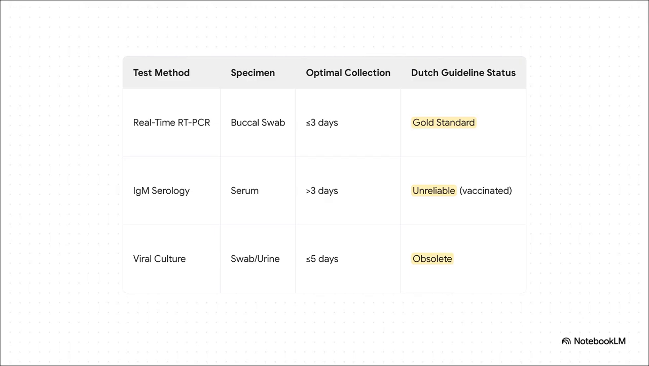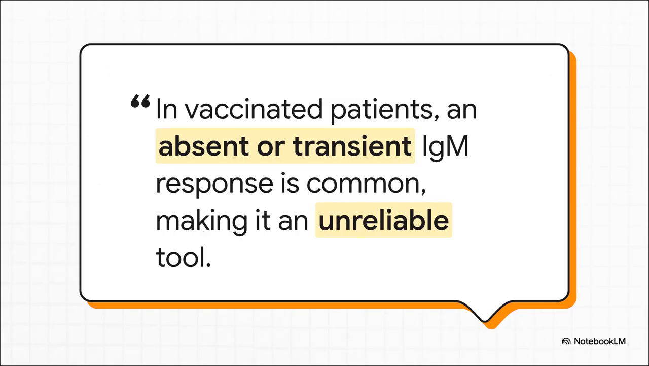This table lays out the new reality perfectly. Real-time RT-PCR, done on a buccal swab that's collected within 3 days of symptoms starting, that is the undisputed gold standard now. Viral culture, it's just too slow, too inconsistent. But the biggest change, the one we all need to internalize, is that IgM serology is now considered highly unreliable in our population.